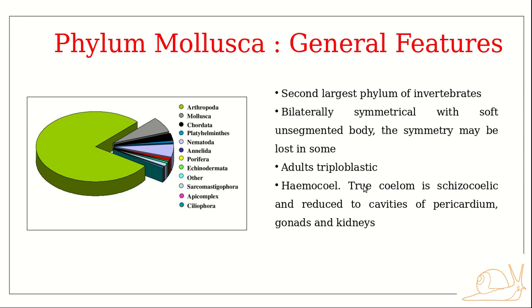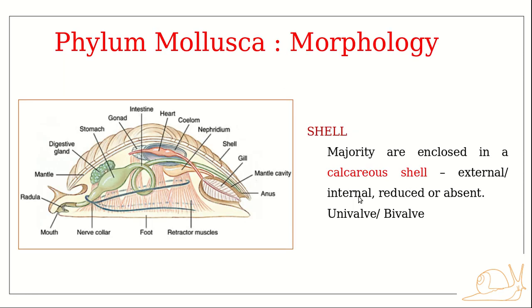Now, when we speak about the coelom, it is a eucoelom, schizocoelic in nature, and they are hemocoel. What does it indicate? That the coelom is filled with hemolymph. Another important feature is the presence of the shell.